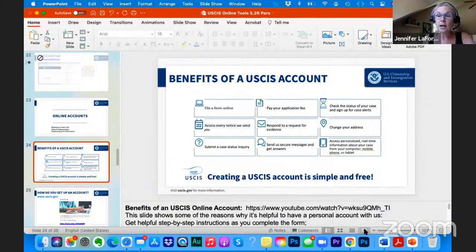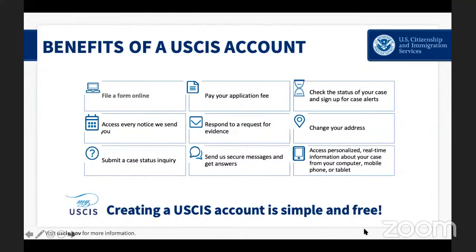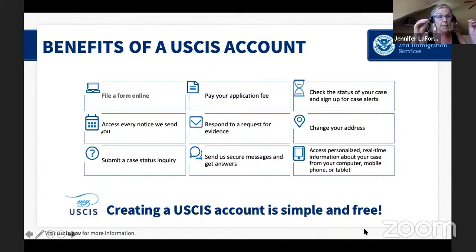So this slide right here gives you some of the benefits. You can file your applications online. You can pay the fee online. You can check your case status and get more detail online. If you're not sure if a notice came to you, we will still mail it to you, but you will also receive it online. If the agency asks you for additional information, you can send it to us electronically, like a birth certificate or a court document.